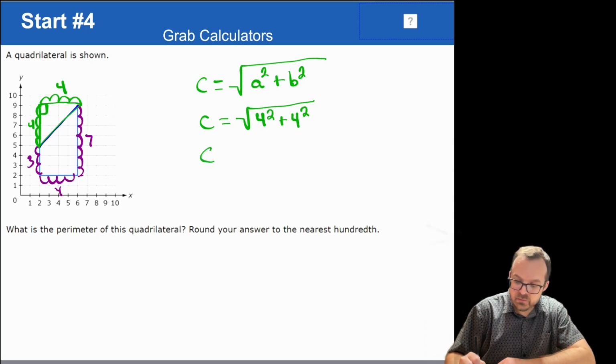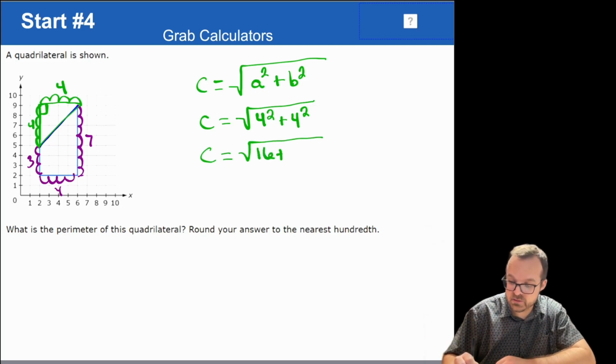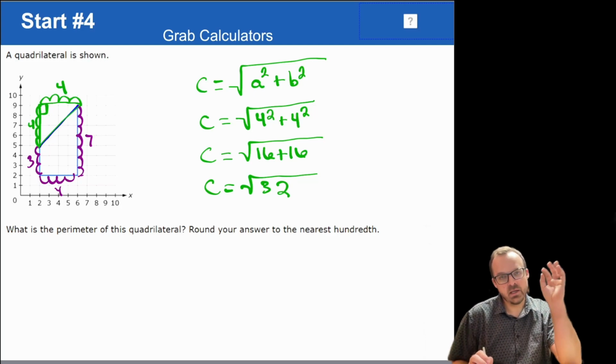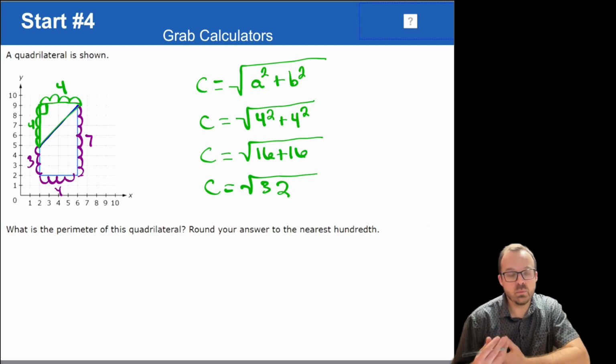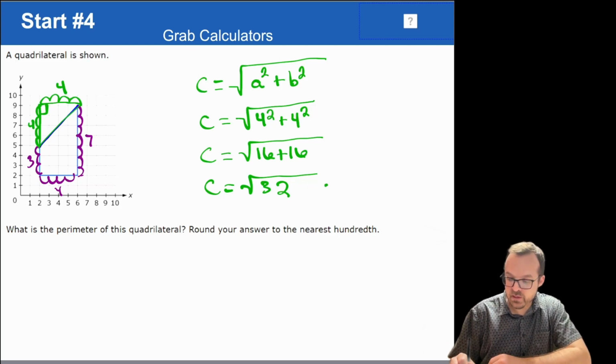Adding those together and simplifying this just by hand, you could type this into your calculator, obviously. It gives us 16 plus 16, which means that our length of C is the square root of 32. 32 is not a perfect square, so we need to leave that as an irrational number. Your calculator will simplify that a little bit better for you.